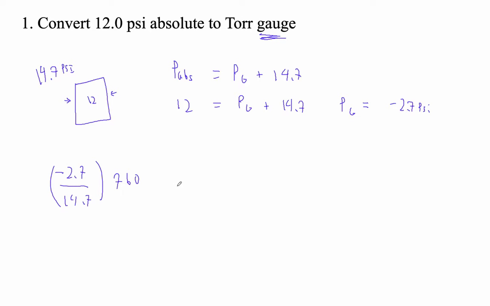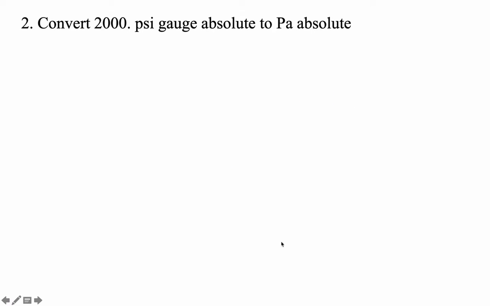If I do that, I get negative 139.59, or negative 140 torr. Again, remember, the negative just means it's below atmospheric pressure. It doesn't mean that it's actually pulling on the inside of the container. Let's take a look at the next conversion here.